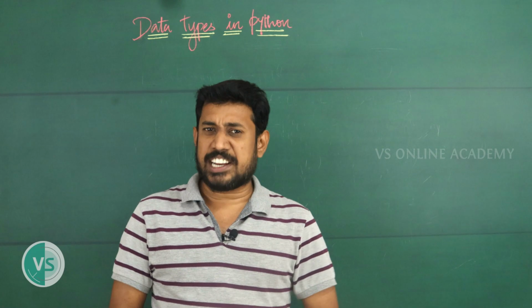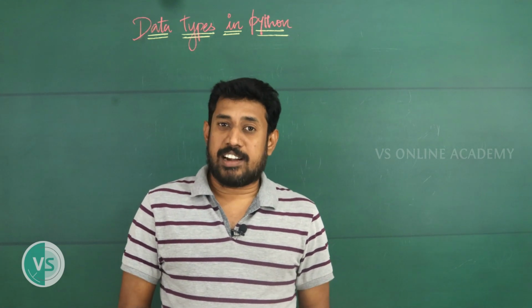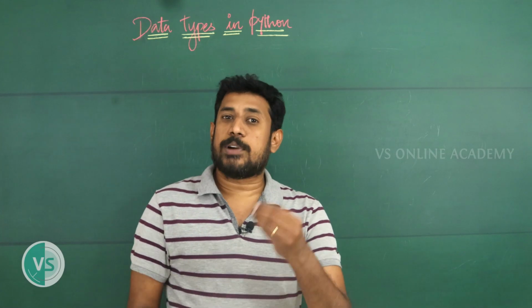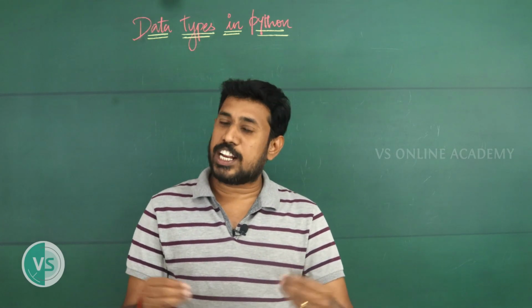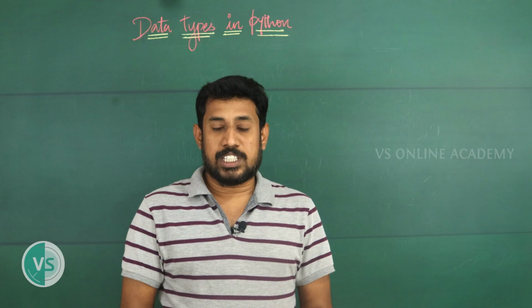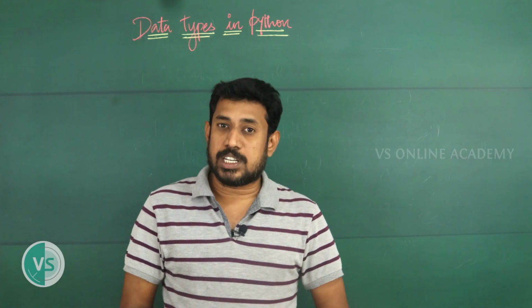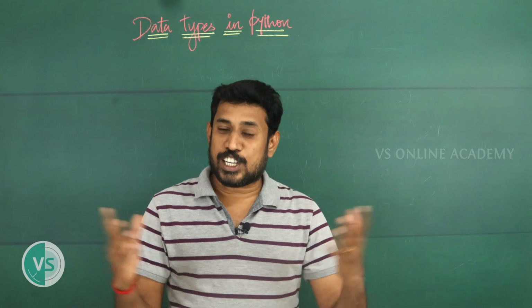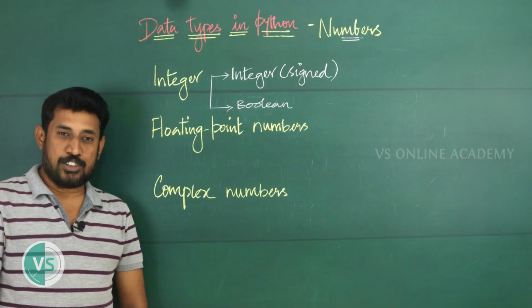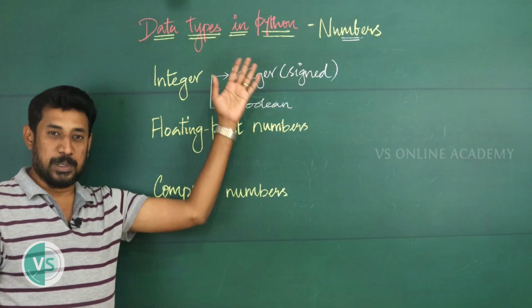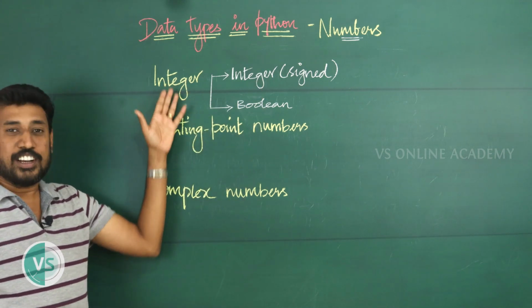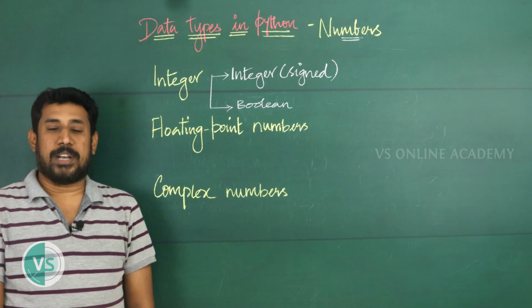Data may be of different kinds. Many examples we have seen already. For example, if you assign a number to a particular variable, a number can be of different types: real number, integer number, boolean, so many things are there. In this video, we are going to see several types of data. Let's see. First of all, we go with the numbers. The numbers can also be of different types: integer, floating point number, and complex numbers.